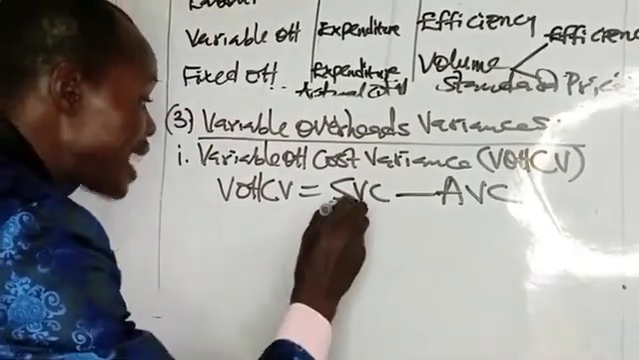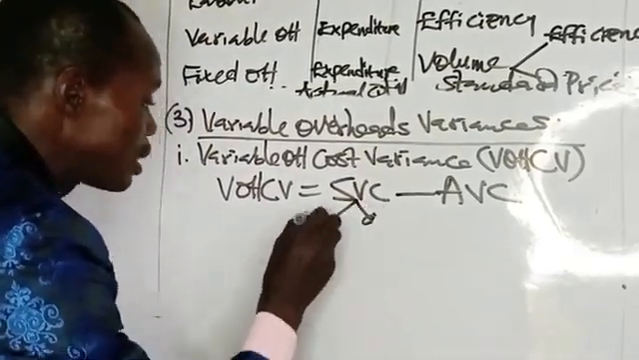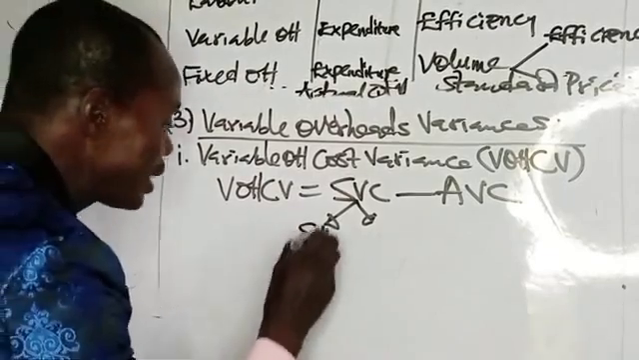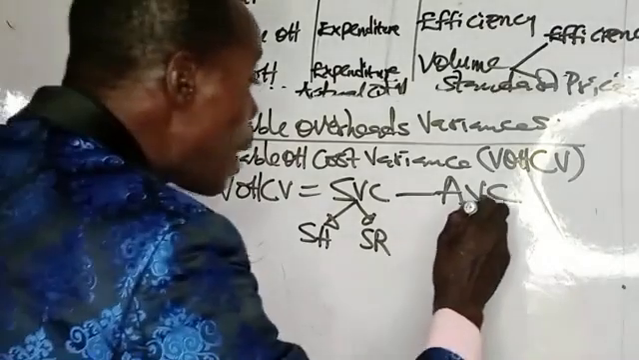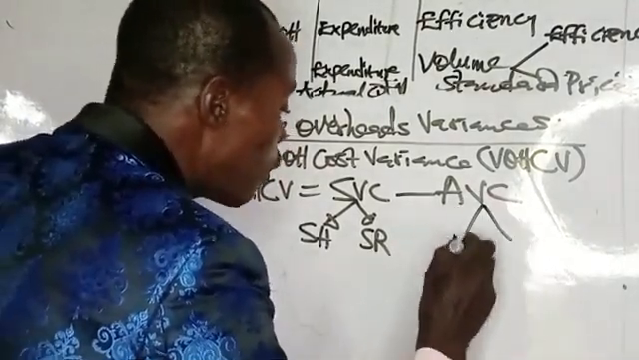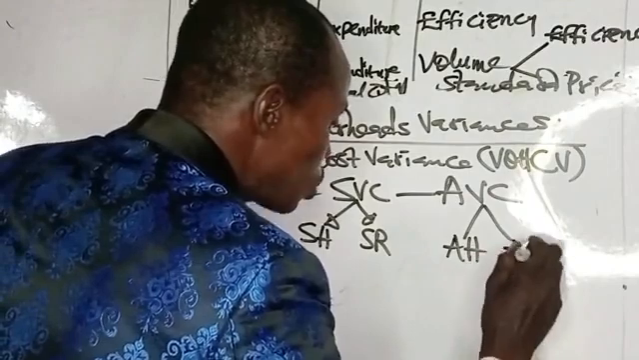Remember, I've told you standard has two legs. What are the two legs of the standard? Standard hours and standard rate. I am using hours since the same hour is used for labor and overheads. So actual hours and actual rate.